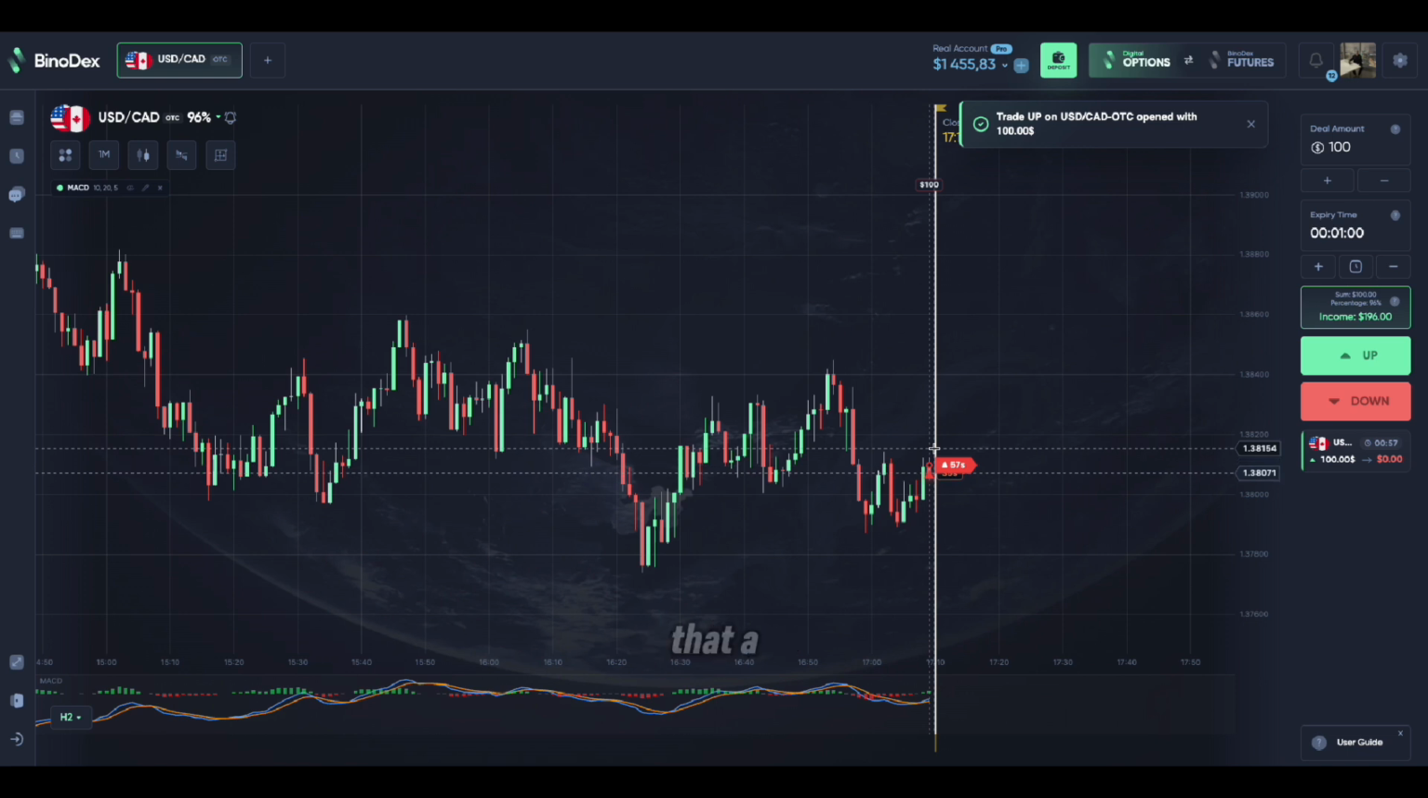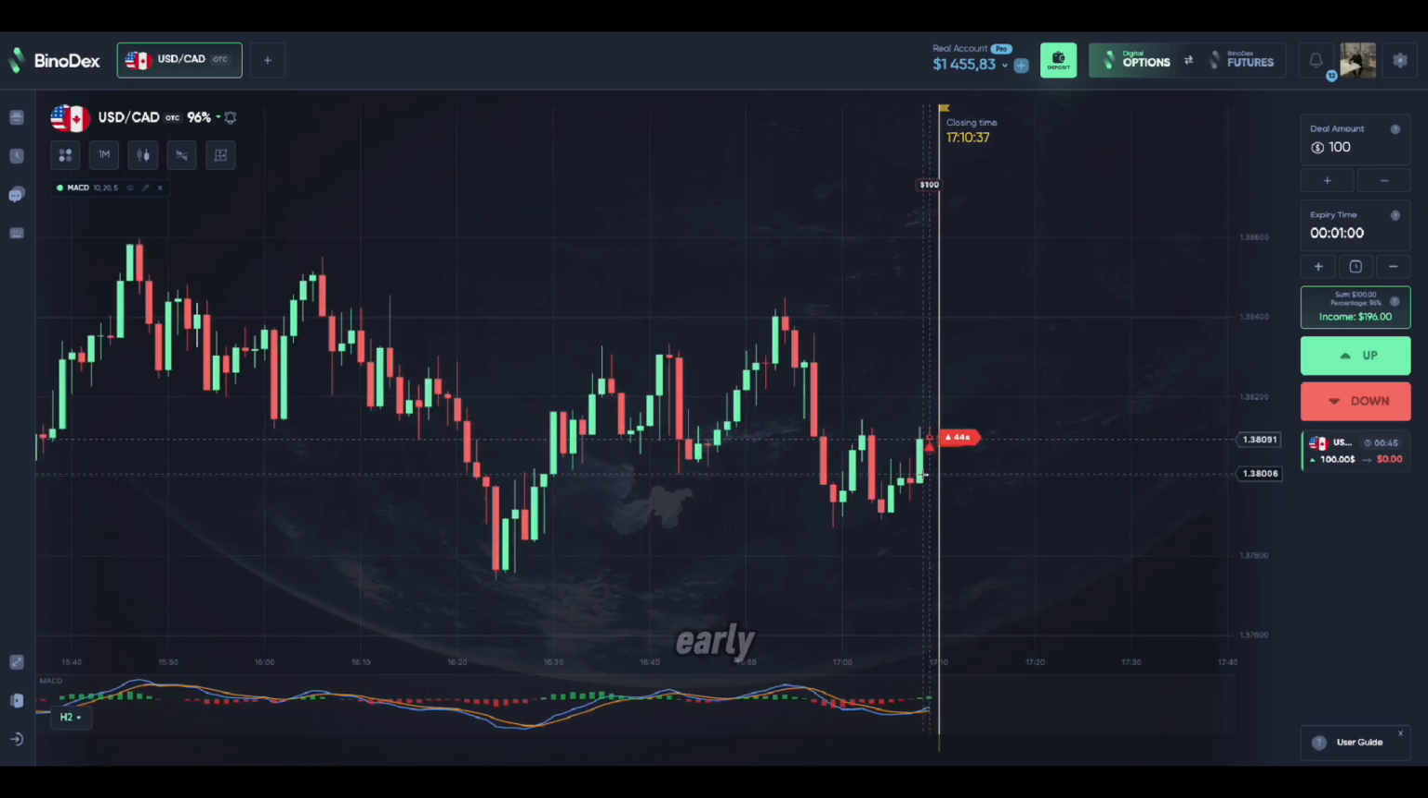We can clearly see that a bullish crossover of these 2 moving average lines has formed right here, and these new green bars have finally started to appear on the chart. Of course, it's possible that I opened the trade a little too early, but I think everything will be fine.